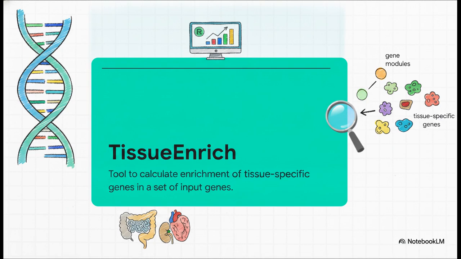Authored by researchers Ashish Jain and Geetu Tuteja, TissueEnrich is available as both a Bioconductor R package and a super accessible web tool. Its entire purpose is to solve the exact dilemma we just talked about. It is specifically designed to calculate the enrichment of tissue-specific genes within a given set of input genes. So, for instance, if you input a list of the most highly expressed genes from your RNA-Seq data, or even a set of gene co-expression modules, TissueEnrich steps in as your biological detective. It determines exactly which tissue-specific genes are statistically enriched in your dataset.